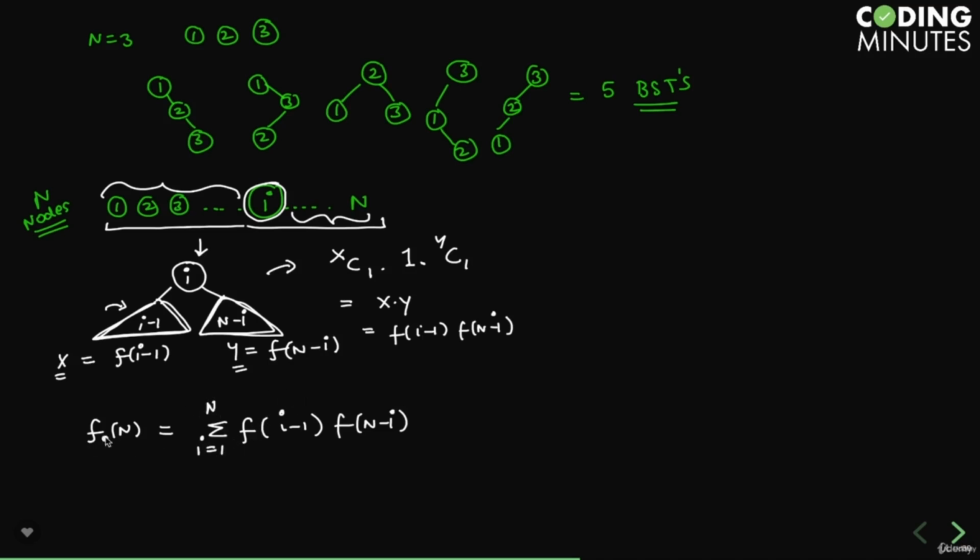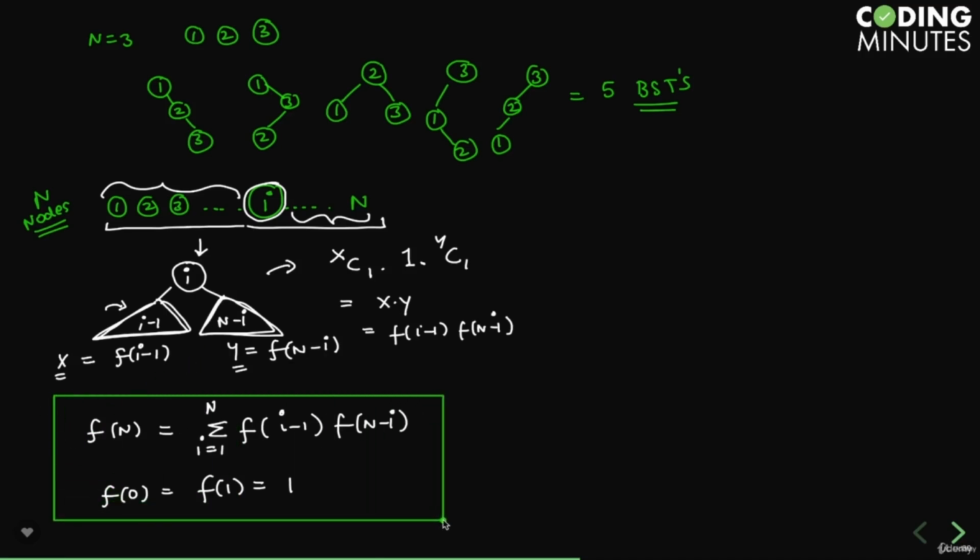So this is the recurrence that we have derived, and we also should know the base case. If we have 0 nodes or if we have 1 node, the answer is going to be 1. So this is the complete recurrence that we have derived, and using this recurrence we can actually find out in how many ways we can construct binary search trees with n nodes.